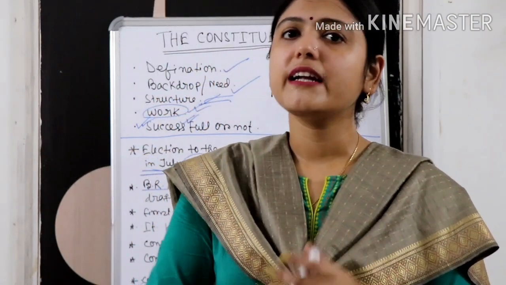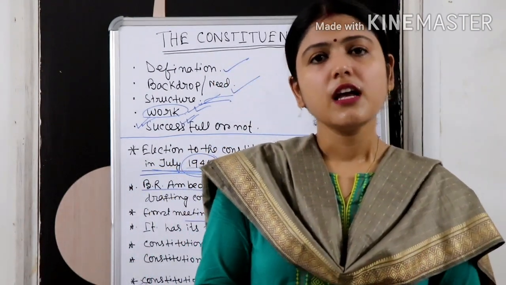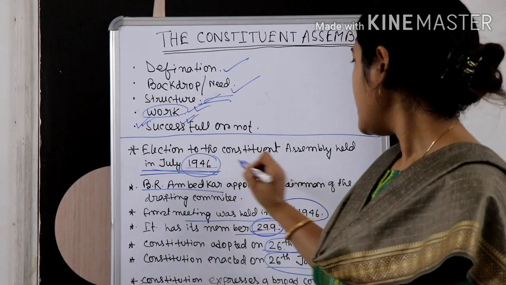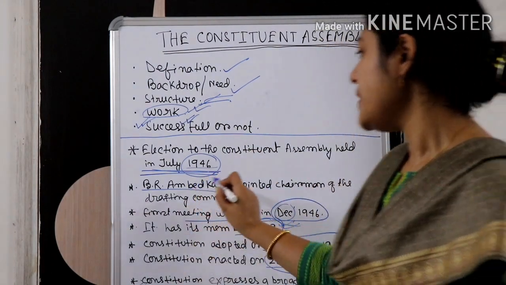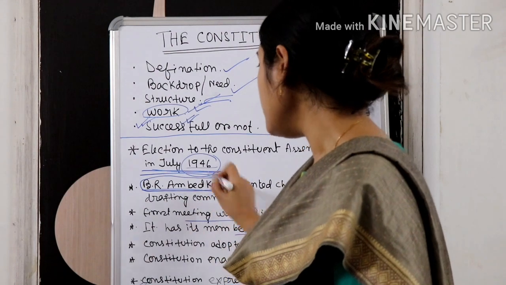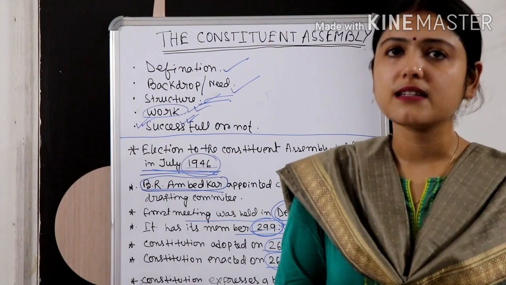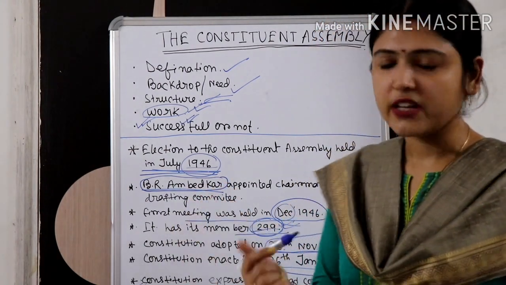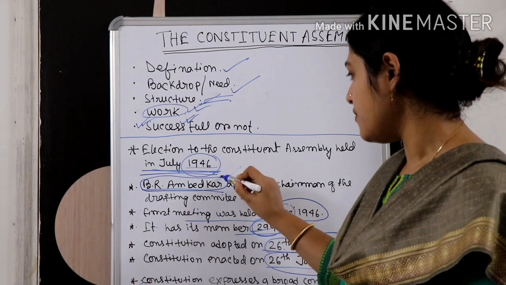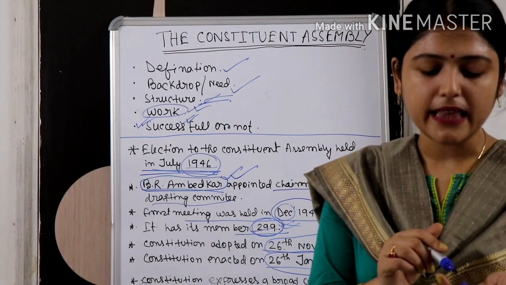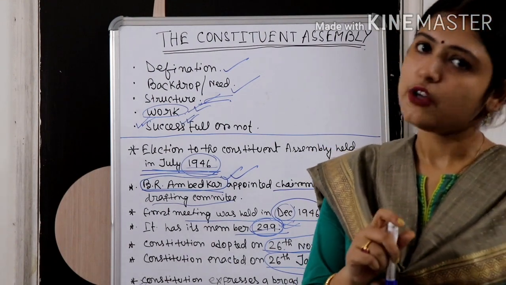And at the same time, at the time of independence, the caste system was very deeply rooted in our society. At that time, having a person named Dr. B.R. Ambedkar, who belonged to a lower caste, a Dalit, as the chairman of the drafting committee was a very big step that India took at that time.